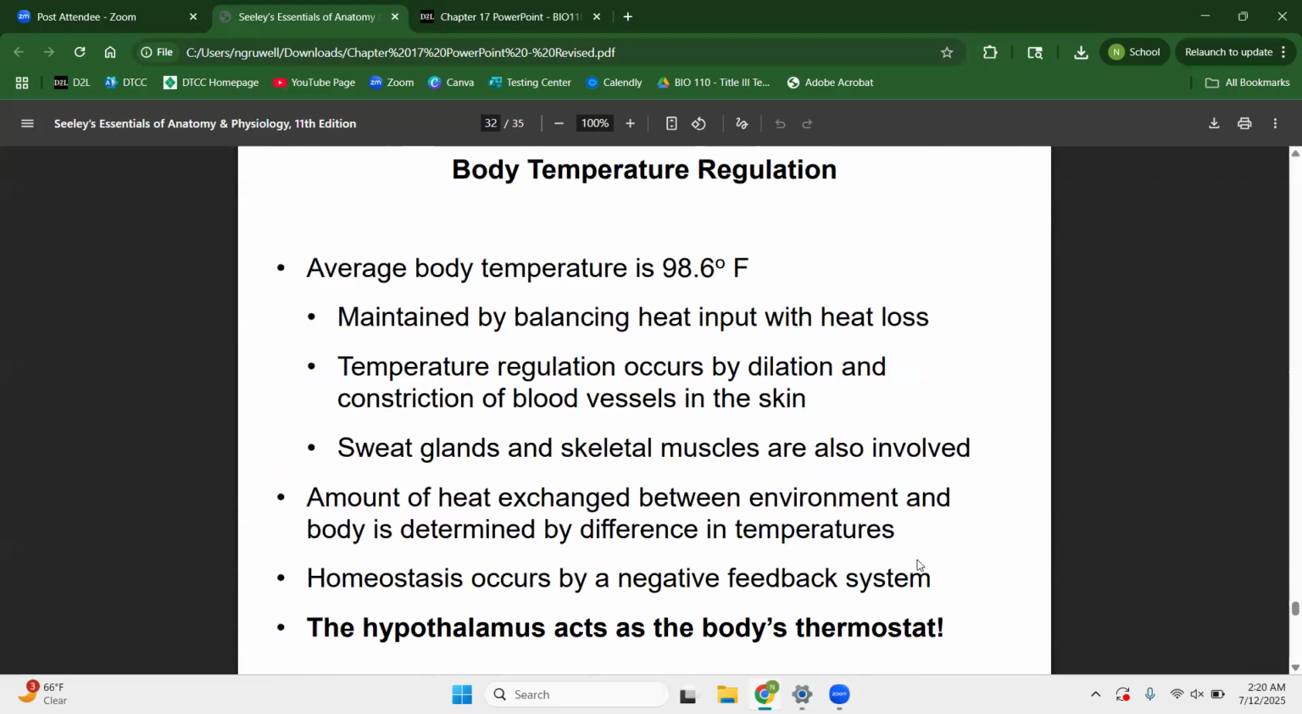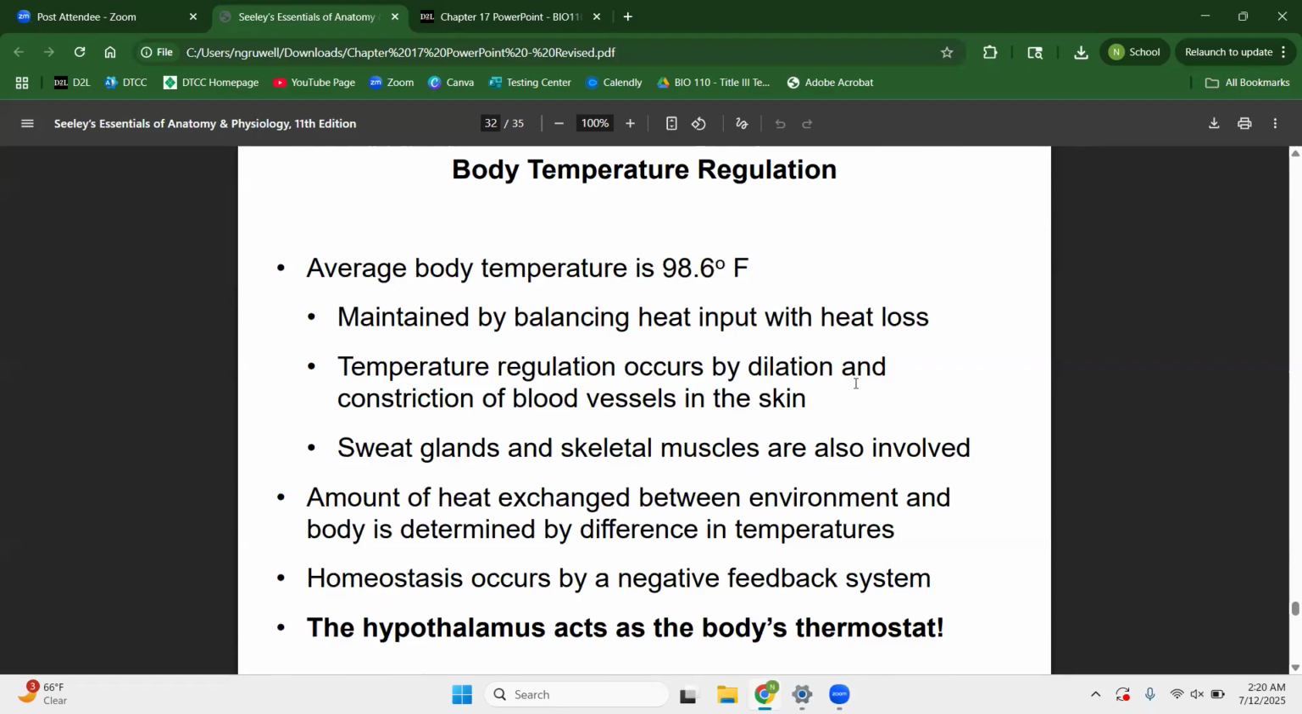All right, we've talked about temperature in terms of negative feedback loops and positive feedback loops and homeostasis, but we're going to kind of hit it again in this chapter. And so we should know our average body temperature is 98.6 degrees Fahrenheit. And so remember, that will be what we consider our set point. And so the whole idea or how we maintain that average temperature is that we have to balance heat coming in with heat going out.